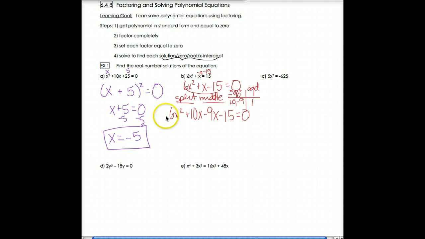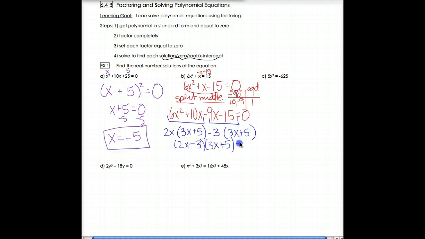So now, after I split the middle term, I factor it by grouping because it's got 4 terms now. The GCF of this first term is 2x. So that leaves me with 3x plus 5. Whatever this parenthesis is, this one has to be the same. So then I ask myself, what do I multiply 3x by to get negative 9x? And that's negative 3. So the first parenthesis is 2x minus 3. The second one is 3x plus 5.